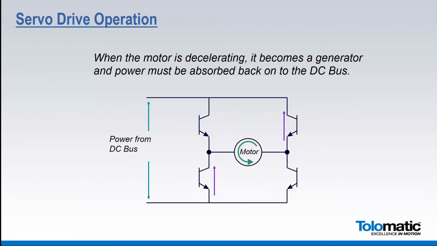One thing that happens on a DC drive, or on any drive, that's good to keep in mind when you're applying them on a machine is what happens when the motor is decelerating.